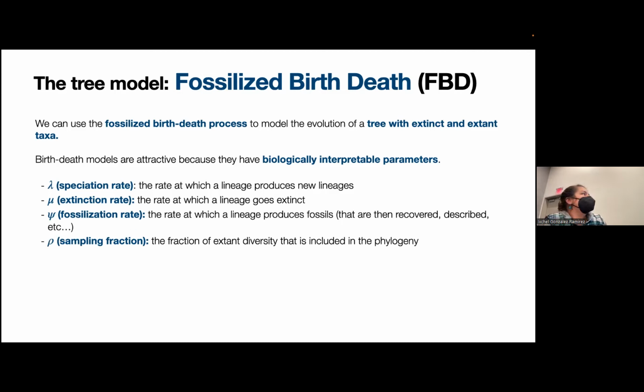And then we have another parameter that is the sampling fraction. The sampling fraction is how many of the extant lineages am I sampling, right? I work with a group that has 800 species and I sampled 8, right? So that's how I would get my sampling fraction.